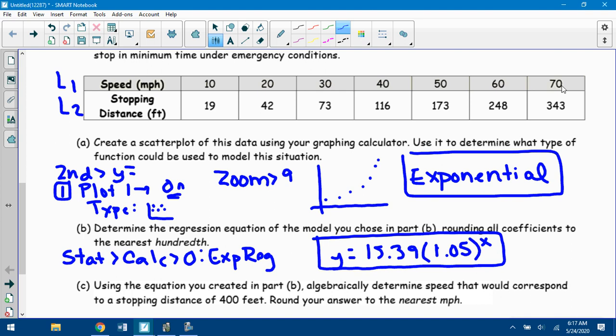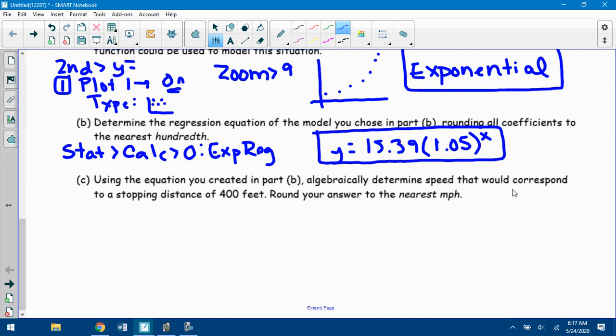So let's see. We're going to do 400 equals 15.39 times 1.05 to the x. Now here's where I love this lesson because it's kind of a review of lots of different things we did this year, algebraically. So I can't just do y1, y2 calc intersect. I've got to solve for x.